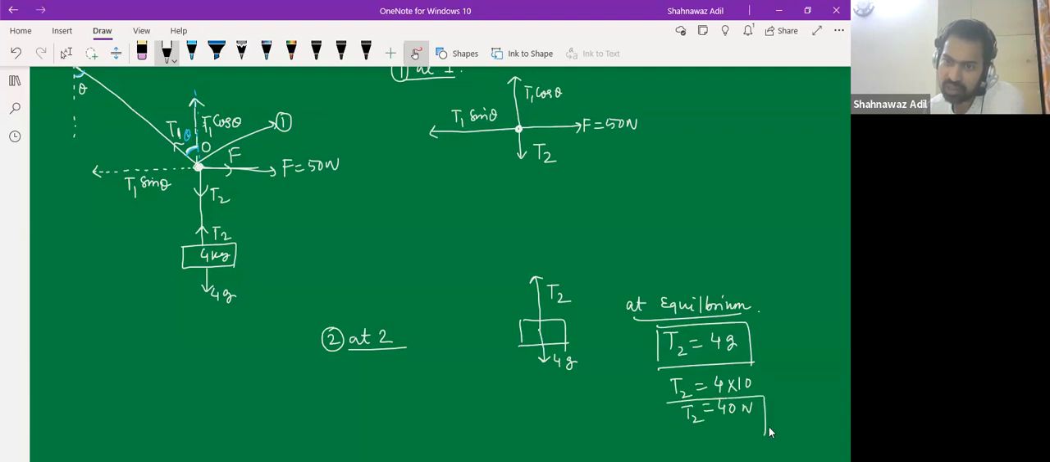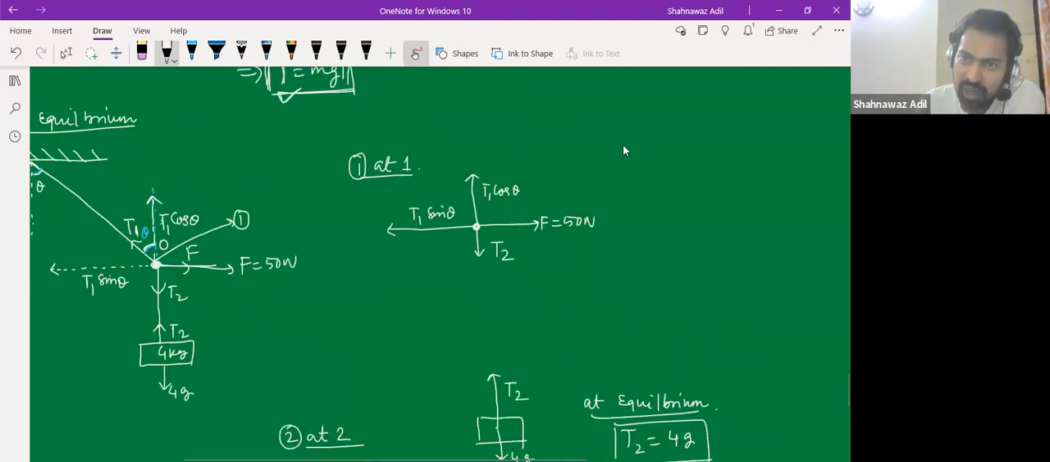Is this part clear, everyone? Yes, sir. Now let us come to this point. At equilibrium, the right hand side and left hand side forces are equal, and the upward and downward forces are equal. So tell me about both the equilibrium conditions. Sir, opposite sides should be equal.